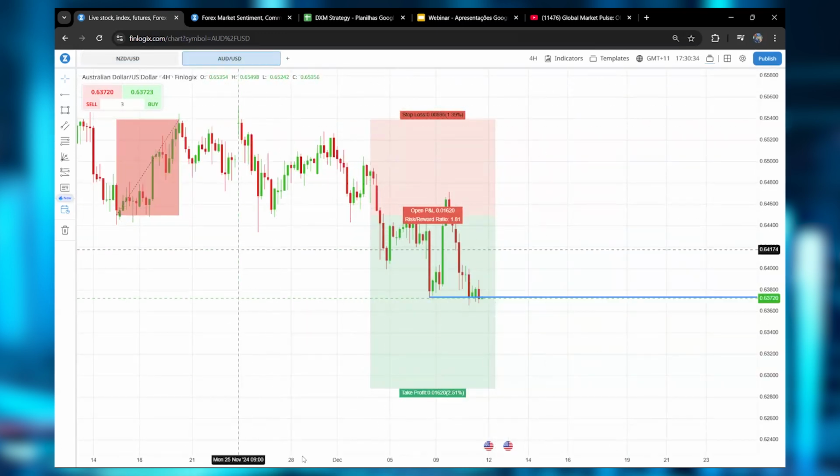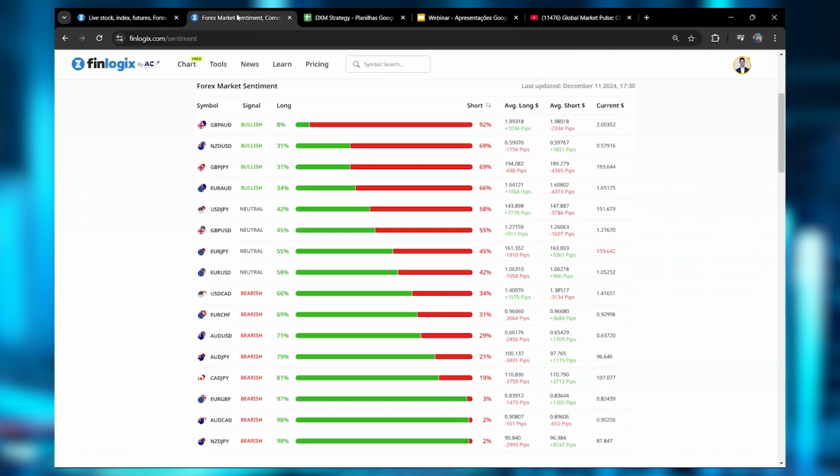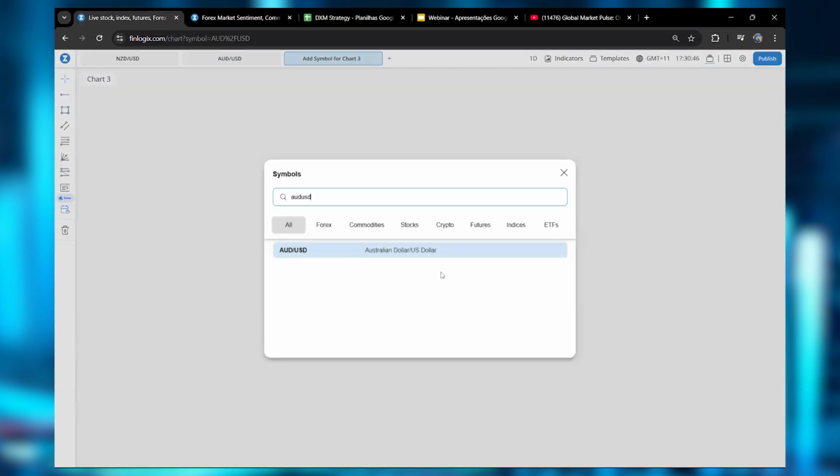So enough being said, I think it's time for us to catch some other trades. Let's see what we have here. GBP AUD bullish. I definitely agree with this. So let's have a look at GBP AUD.